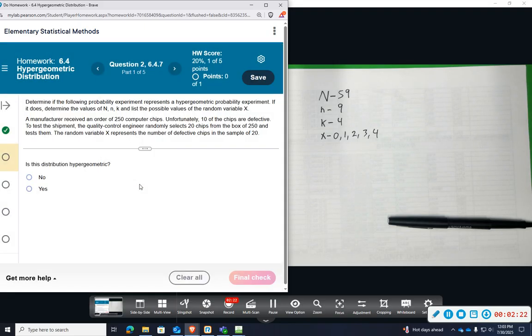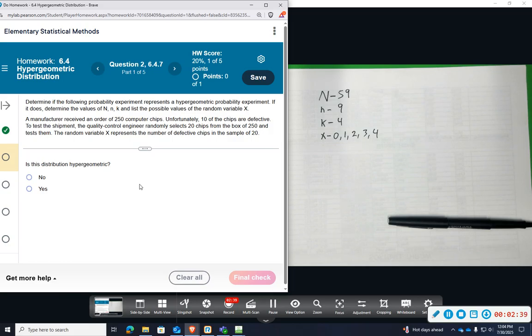All right, number 2, we got 5 parts. So it says determine if the following experiment represents a hypergeometric probability experiment. If it does, we're going to determine values of n, big N, little n, and k. List the possible values of the random variable x.